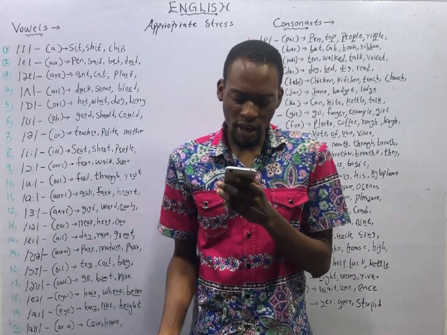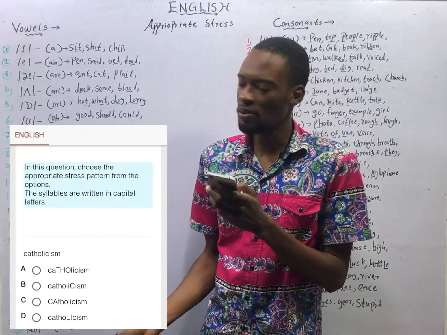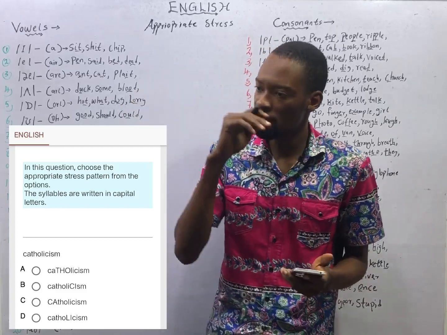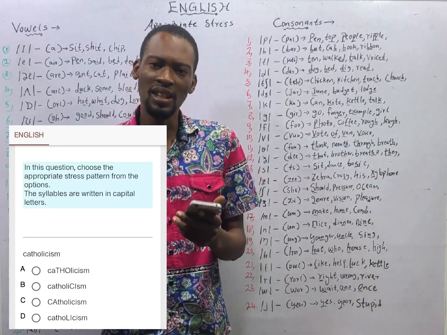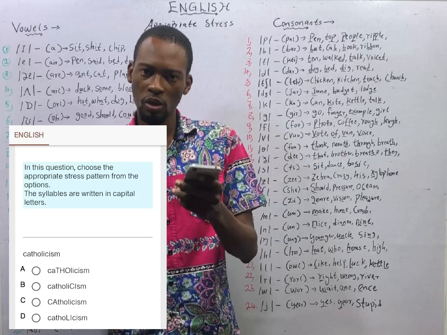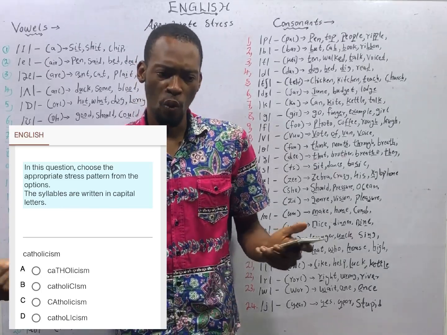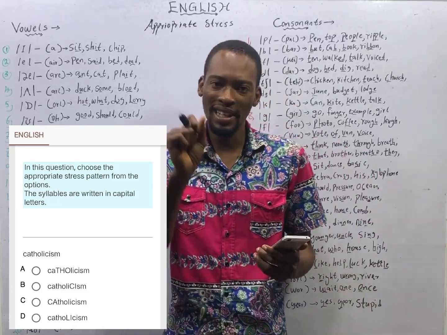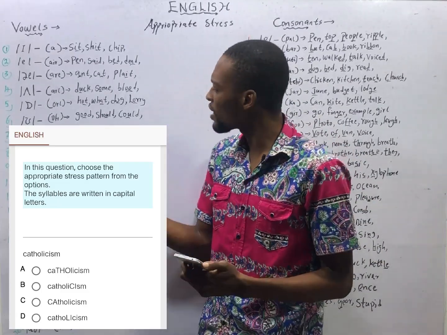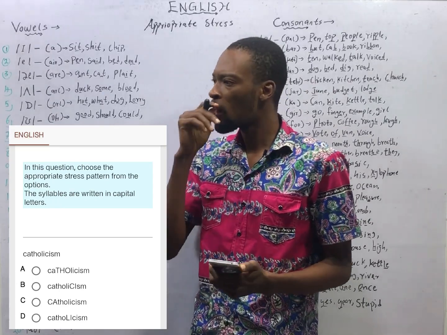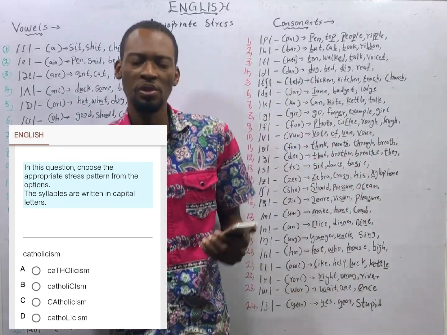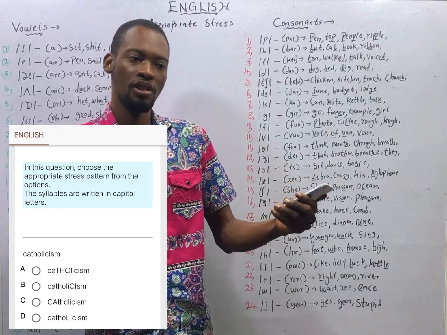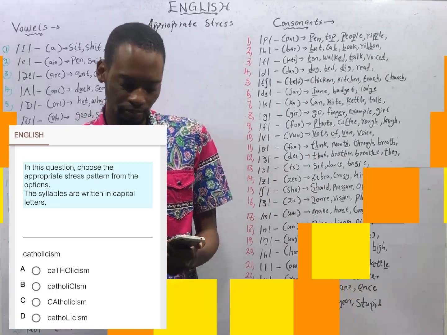Now let's take a look at the questions before us. In this case, we are given Catholicism. We need the correct or appropriate stress pattern. In Catholicism, the "toe" is stressed. Why? Ism is a weak ending. Anytime you see words ending in ism, it will not affect the position of the stress. The word will be stressed exactly how it is supposed to be stressed if there is no ism.